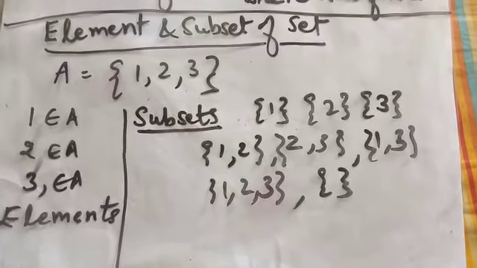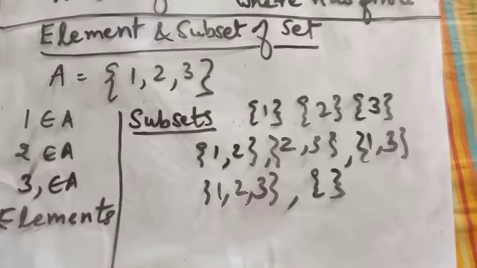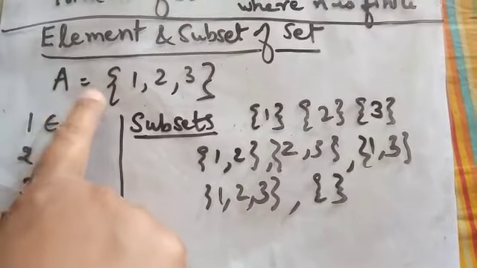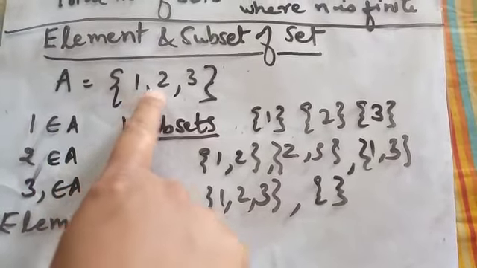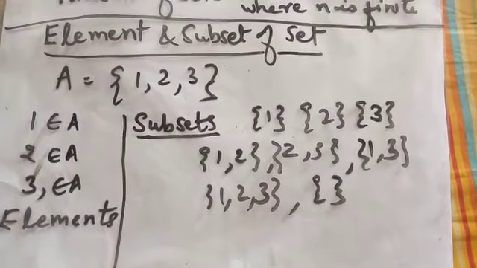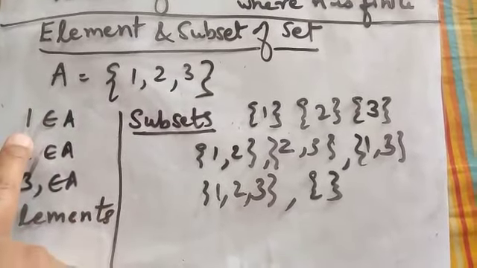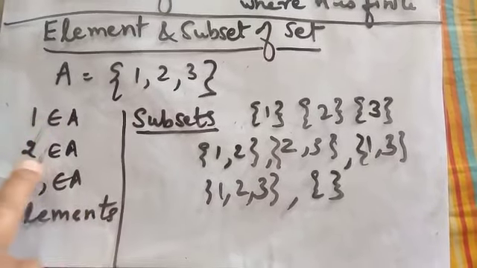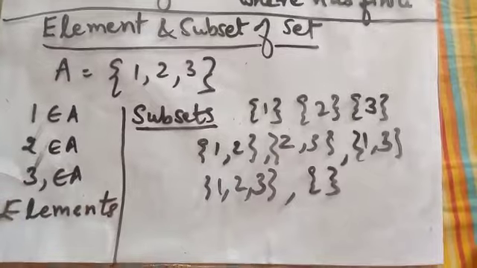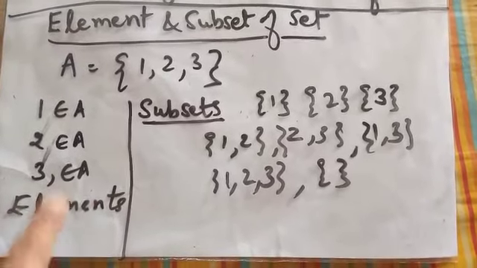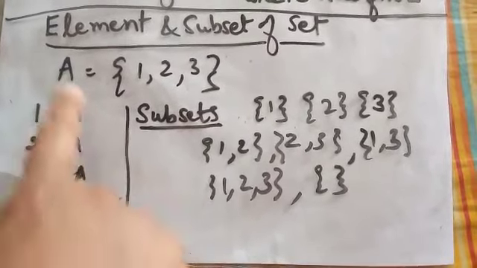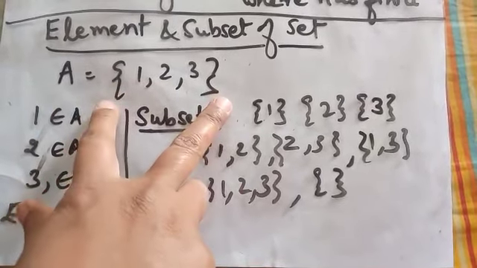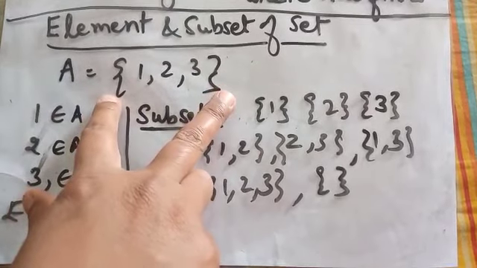In this video, we are going to understand something about element and subset of set. I have taken one example where A is equal to a set of three elements 1, 2 and 3. So now how do we write it? When we have to write the element, you can see that 1 belongs to A, 2 belongs to A, 3 belongs to A, because the element belongs to the set, where A is your set, because the set contains all these elements and they are contained in curly brackets.